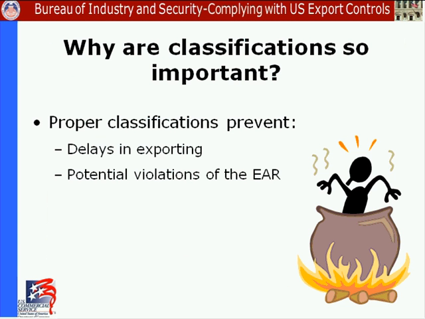Why are classifications so important? And as the picture on the slide indicates, it's trying to keep you out of hot water. Proper classifications can prevent any violations to the export control regulations. You'll know where your item can go with a license or without a license, whether license exceptions are available, meaning no license would be required for that transaction. But more importantly for your business process, it also reduces any delays in exporting. If you're able to look at your item, if an order comes in, and self-classify it and determine whether or not a license is required, that can save you valuable time in the whole licensing process.